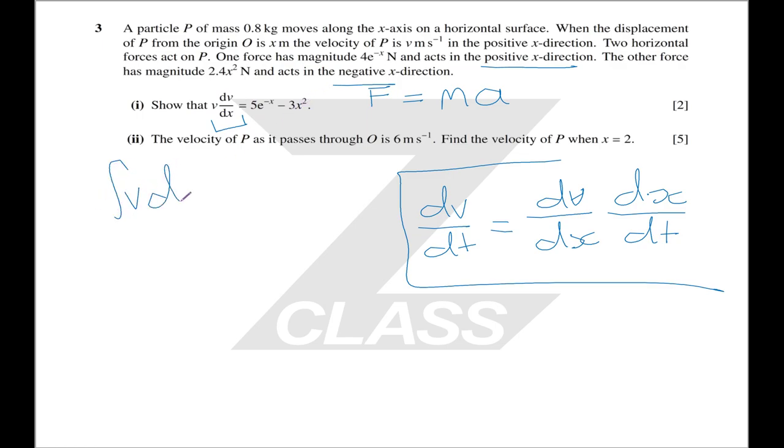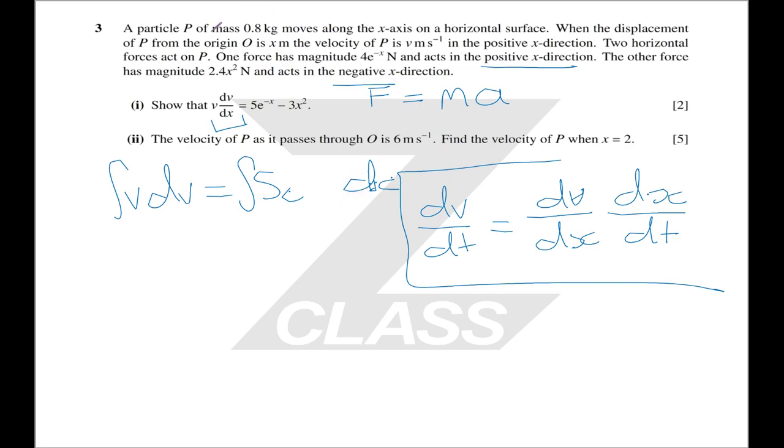So we have the integral of v dv is equal to the integral of 5e to the minus x minus 3x squared dx. Okay? We can integrate this. This integrates fairly nicely. This becomes v squared over 2. This becomes minus 5e to the minus x minus 6, minus x cubed plus c, because we're doing indefinite integrals.